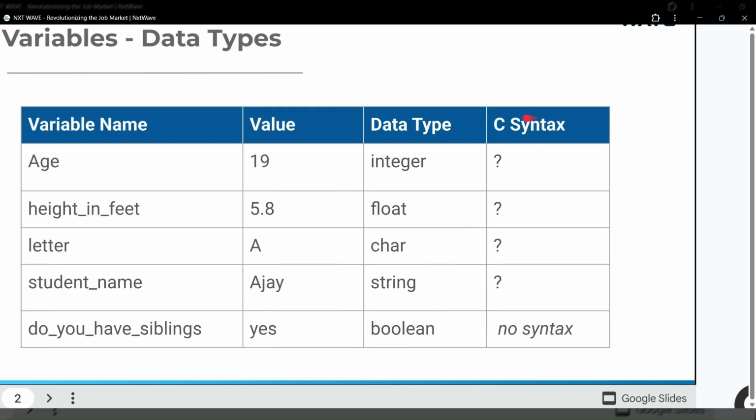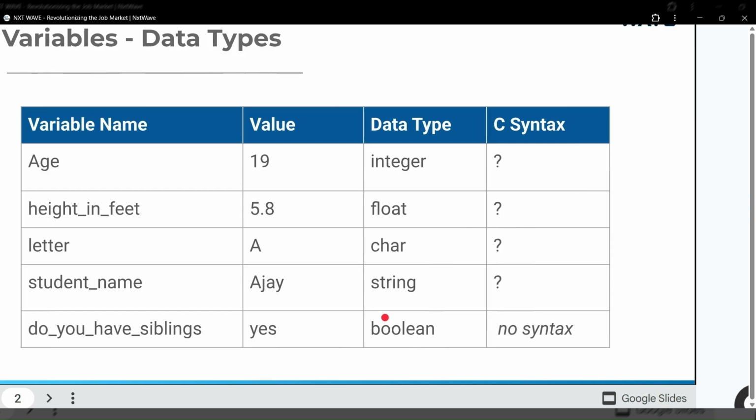And what are the C syntaxes for the data types? These all are the variables. Variables are names that hold the values. These are the values of the variables. 19 is an integer data type, 5.8 is a float, the letter A is a character, and a string is nothing but a combination of characters. Boolean means yes or no, true or false. It contains only two values, one or zero.